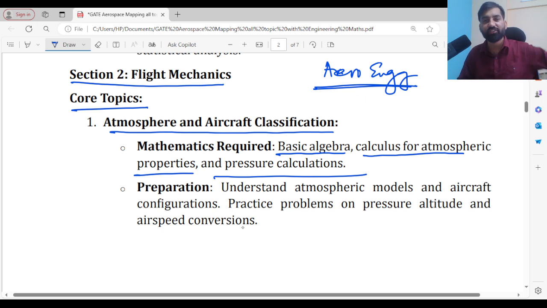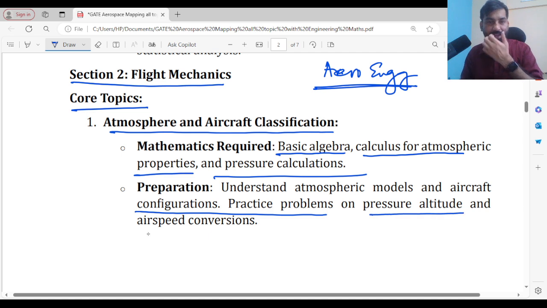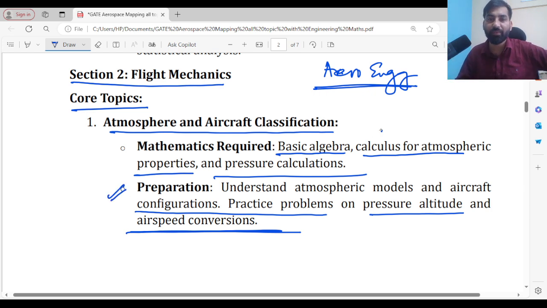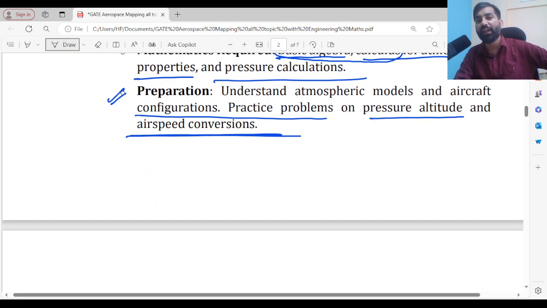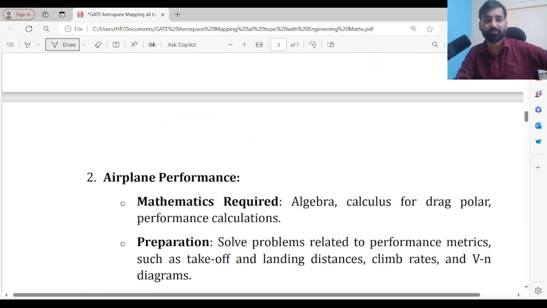And what is the preparation that you have to do? Understand the atmospheric models and the aircraft configuration, and practice problems on pressure, altitude and air speed conversions, right? But my main job is not to tell you what you have to prepare. My main job is to tell you the mapping: what are the important topics that are required to be able to understand atmosphere and aircraft classification. So calculus as well as basic algebra, understand.